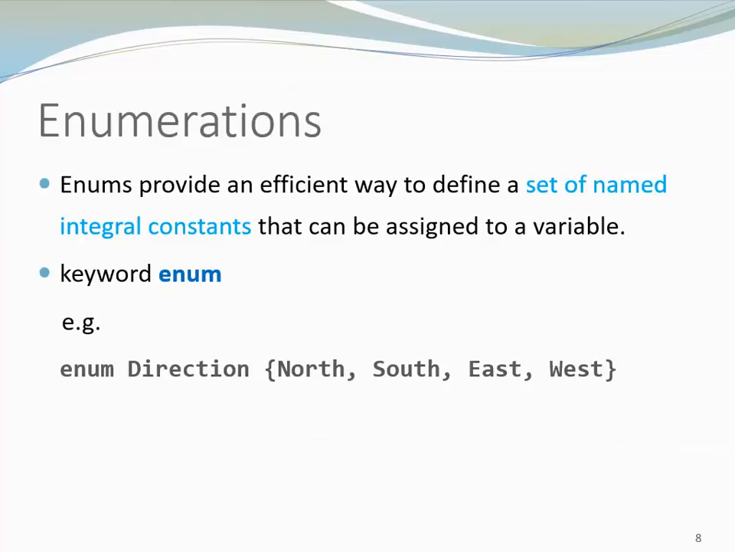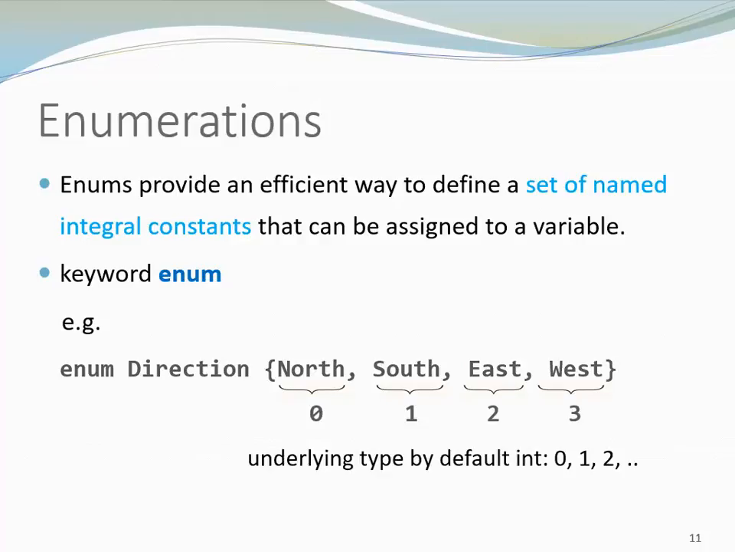Enums provide an efficient way to define a set of named integral constants that can be assigned to a variable. In order to create an enum, we use the keyword enum, like this. Each of these enum constants has an underlying integral value associated with it. By default, these values are 0, 1, 2, etc., and the underlying integral type is an integer.